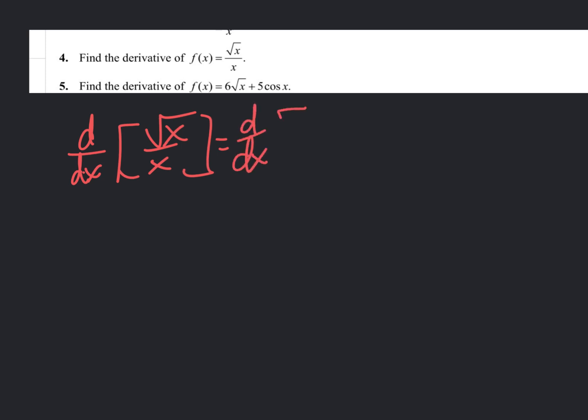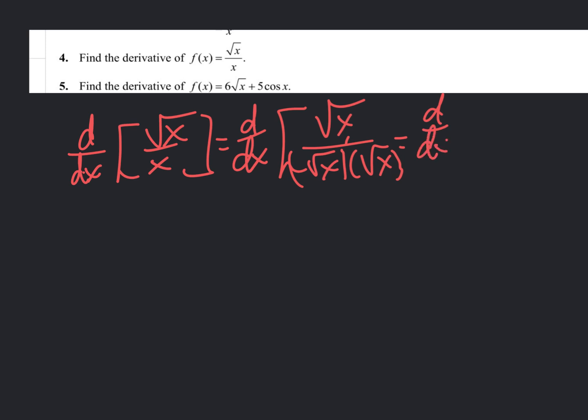And we're going to do the distributive property, square root of x over the square root of x times the square root of x, which equals derivative of x over 1 over the square root of x.